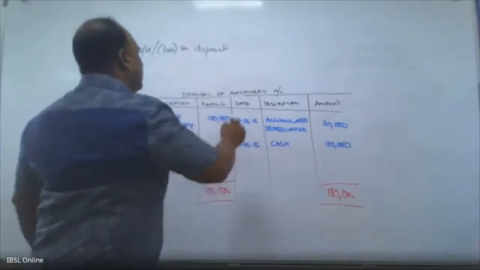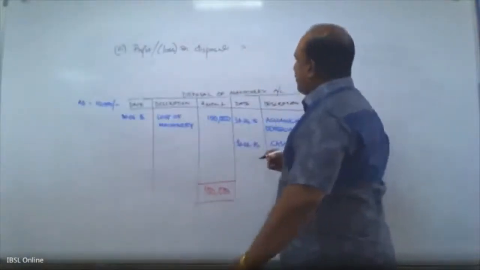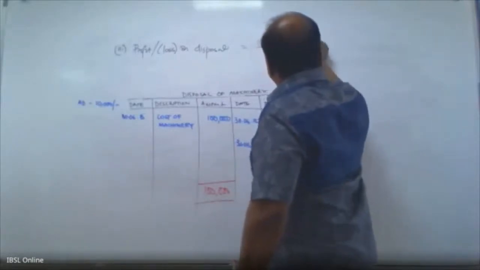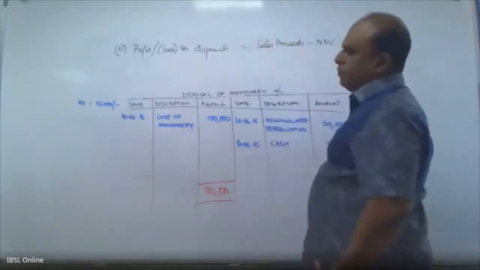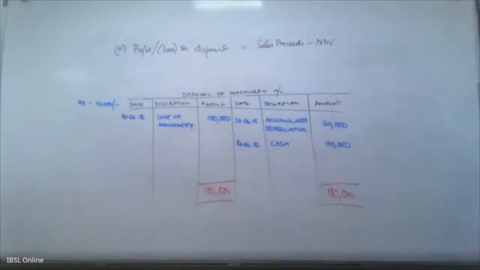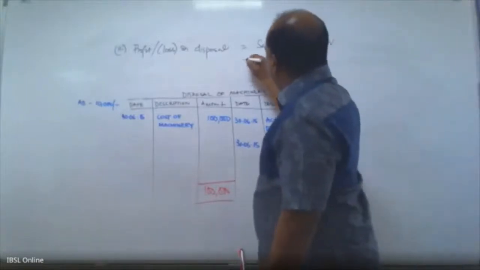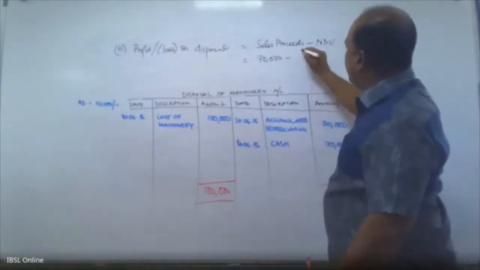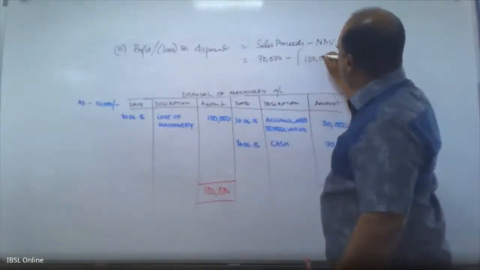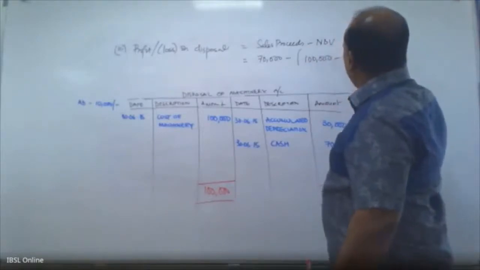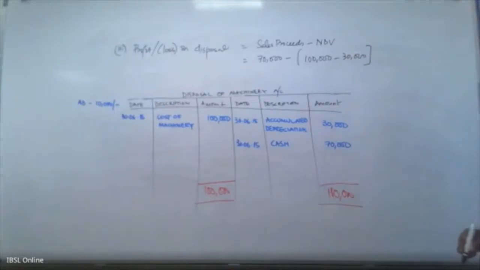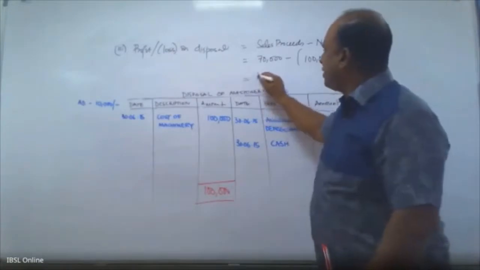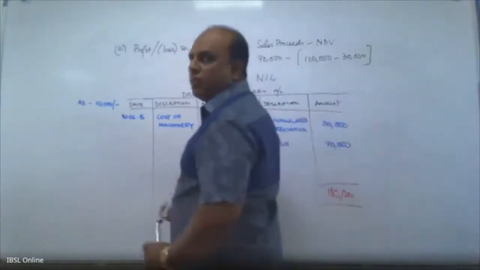So how do you calculate it? Sale proceeds minus net book value. So sale proceeds 70,000 minus net book value. What is net book value? Net book value is cost minus accumulated depreciation. Okay. So 70,000 here, 70,000 here, which means I have an answer which is 0.